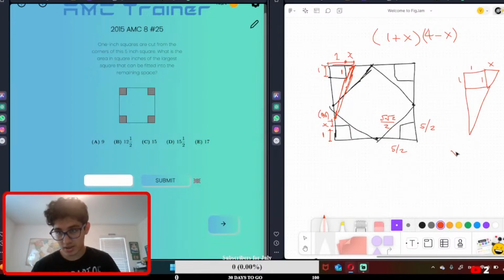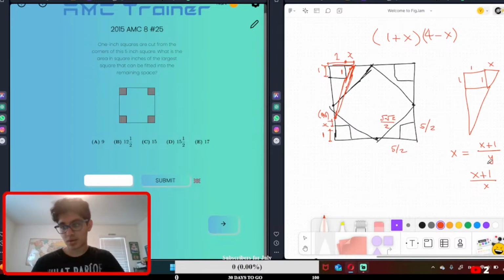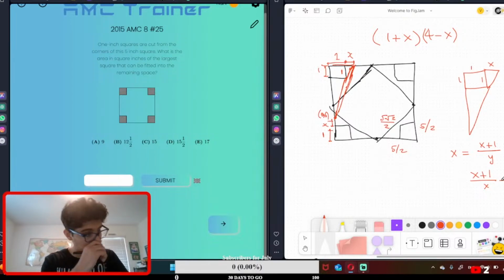So we want x to equal x plus 1 over something, over y. So y will just equal x plus 1 over x. Wait, that seems wrong. Yeah, no, that's correct. So that's 1 plus 1 over x. So this height over here has to be x plus 1 over x. We've already got a 1 over there, so we'll do this minus 1.